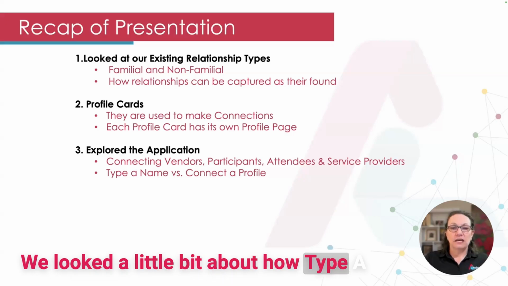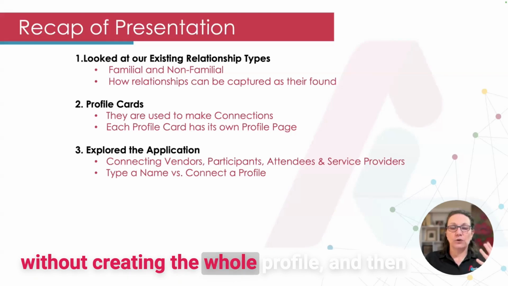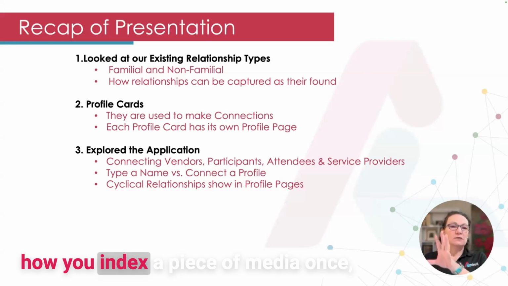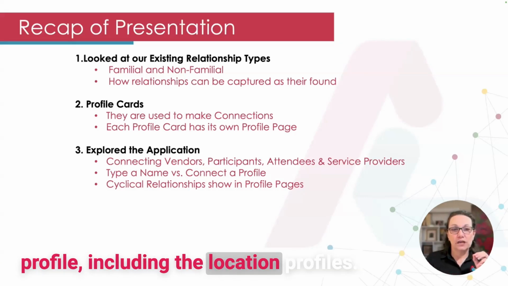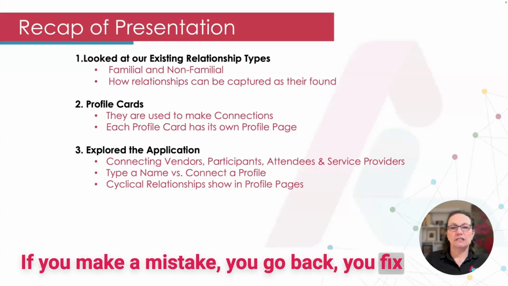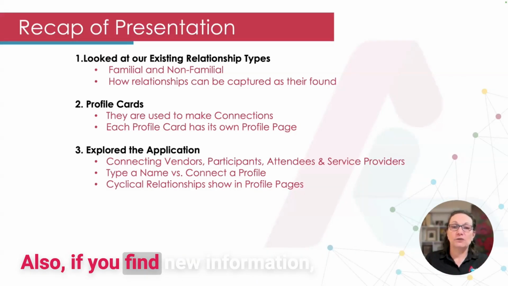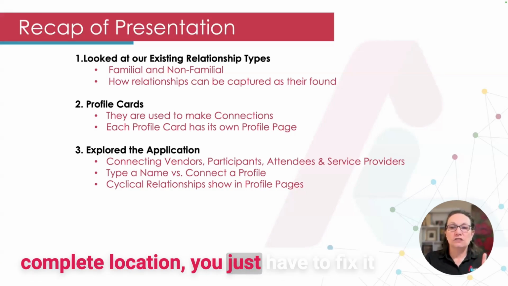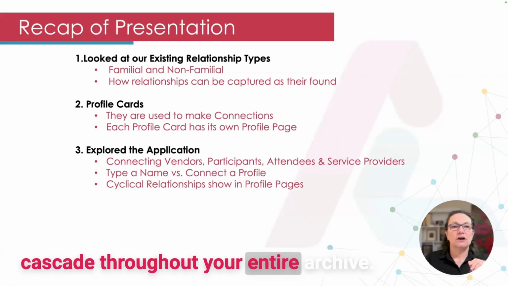We looked a little bit about how type a name just allows you to record a person without creating the whole profile. And then we looked at how cyclical relationships work, how you index a piece of media once and it translates to everyone else's profile, including the location profiles. It keeps your archive nice and clean. If you make a mistake, you go back, you fix the mistake in one place, and it translates. Also, if you find new information, like a more complete date or a more complete location, you just have to fix it that once, and it's automatically going to cascade throughout your entire archive.